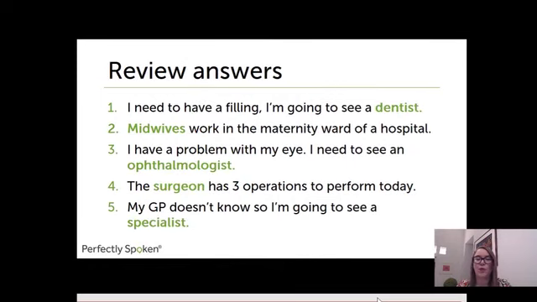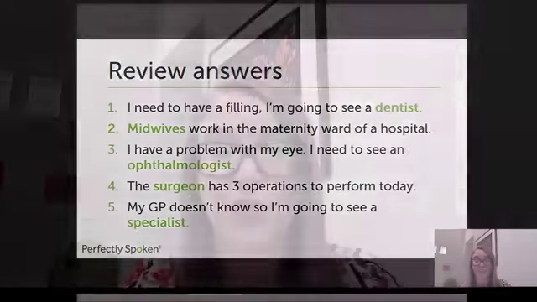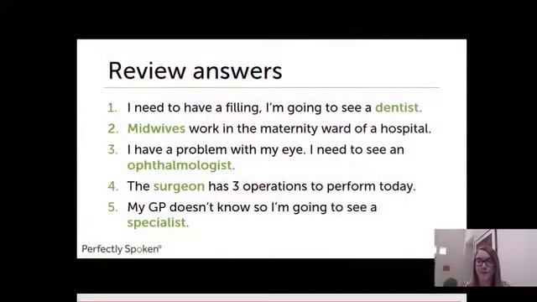The answers. Number 1, I need to have a filling. I'm going to see a dentist. So a filling is exactly what you might think based on the root of the word, to fill. Literally, if you have a hole in your tooth, you need a filling. It's the noun. When the dentist fills your tooth, it's a filling.